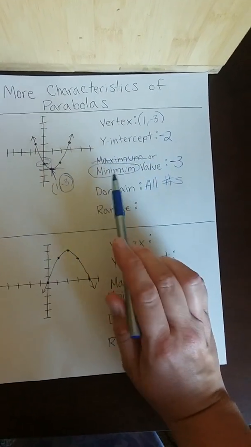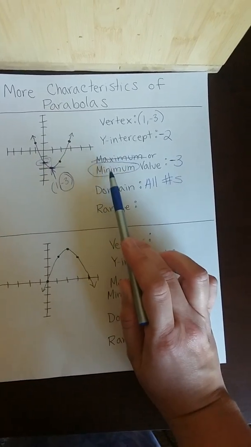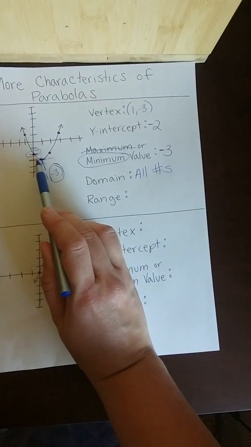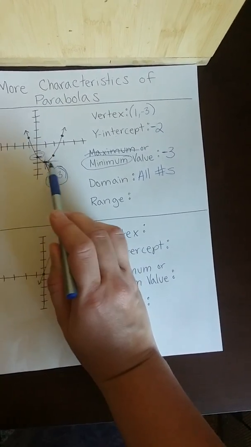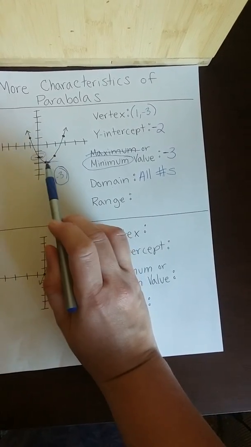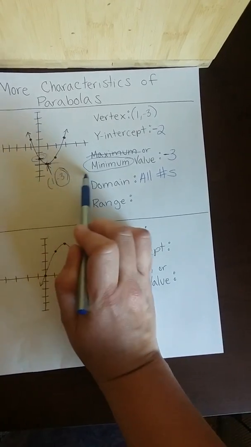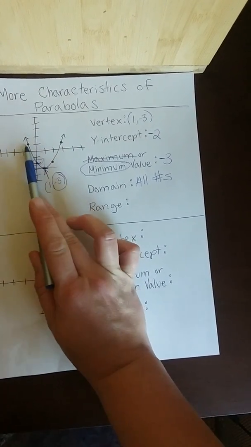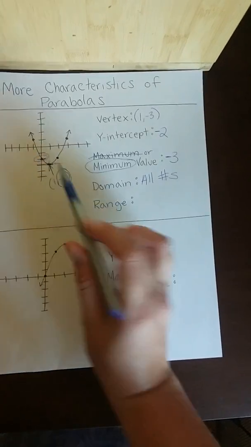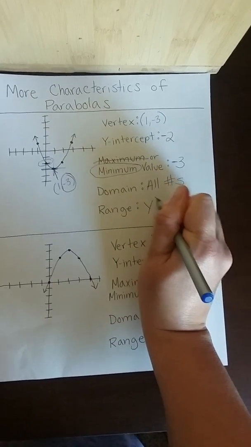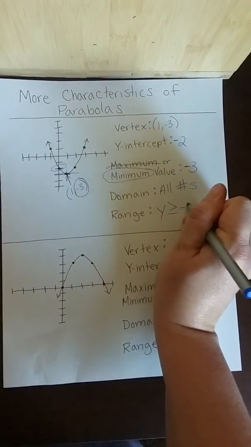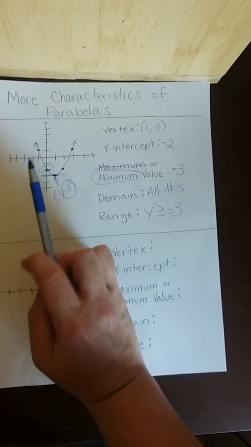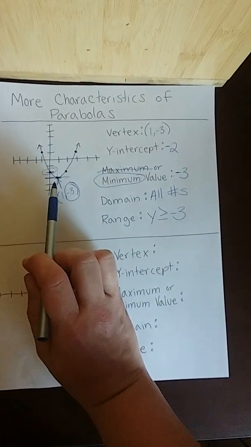For range, this parabola has a minimum value. It has a lowest possible number that the y-axis can be. If you look here, my lowest possible number that it gets to on the y-axis is -3. It doesn't go below that. None of these numbers below that are possible. Above that, it keeps going, but this is my minimum. So my range is y is greater than or equal to -3. It has to be above -3, so all of my y values have to be greater than or equal to -3.